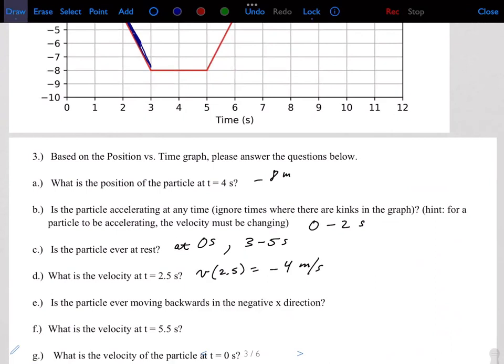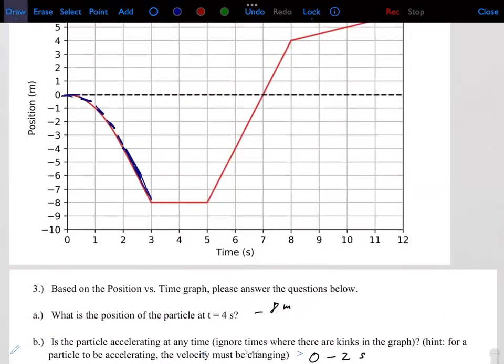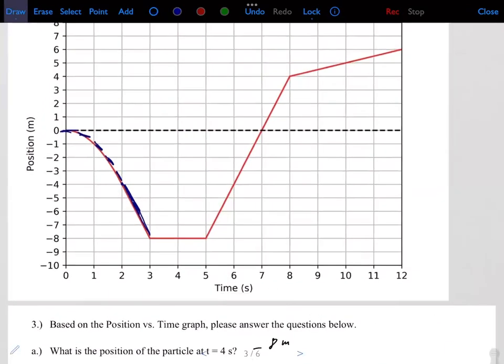Is the particle ever moving backwards in the -x direction? Yep. It's where the slope is negative, where the velocity is negative. So that's actually from 0. Right here it's accelerating from 0 to 2 seconds, but it's definitely moving backwards, right? Because that slope is negative. And also from 2 to 3 seconds, it's moving at a constant -4 meters per second, right? Here it's at rest, here it's moving forward, here it's moving forward. So from 0 to 3 seconds, it's moving backwards.